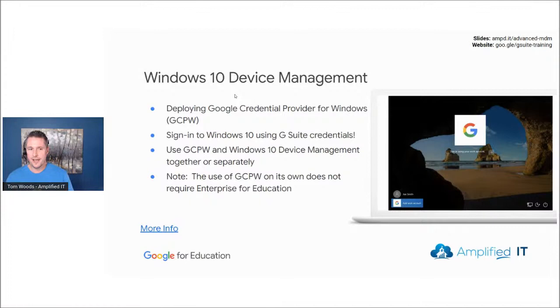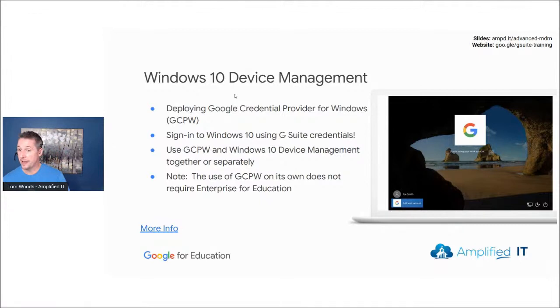Well, if you're scratching your head a bit thinking, how does this affect my Active Directory users and my student accounts in Active Directory and how they're signed into the machine? A large portion of this revolves around the idea that they're signing into Windows 10 using their G Suite account. So the Google Credential Provider for Windows, GCPW, because we love acronyms, is a tool that you can install on your Windows machines in your Windows image.